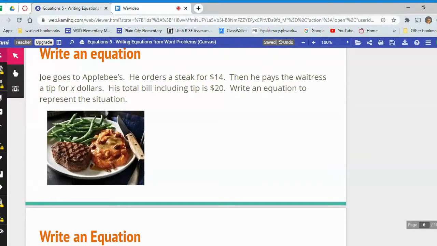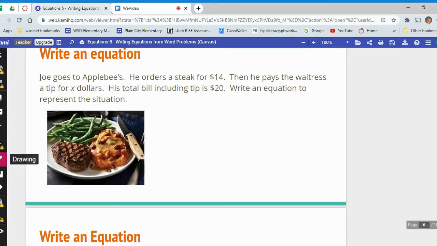Joe goes to Applebee's. He orders a steak for $14. Then he pays the waitress a tip for X amount of dollars. His total bill, including the tip, is $20. Write an equation to represent this situation. Now, if you've noticed, we've had a number, a variable, an operation symbol, an equal sign, and what it equals. So when I do these, I like to get mine set up.